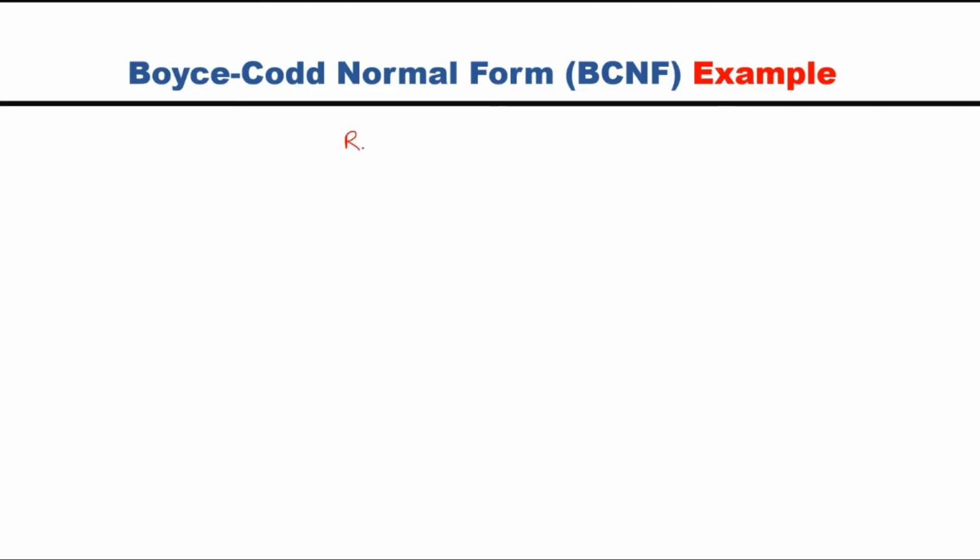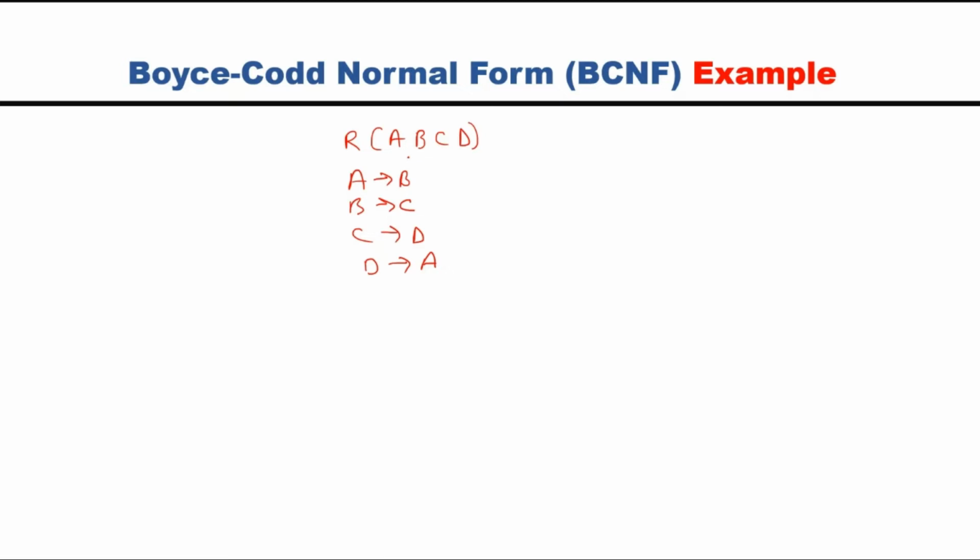Suppose that there is a relation R with attributes A, B, C, and D. The set of functional dependencies is: A determines B, B determines C, C determines D, and D determines A. It's a simple relation we are just considering. How many attributes are there?